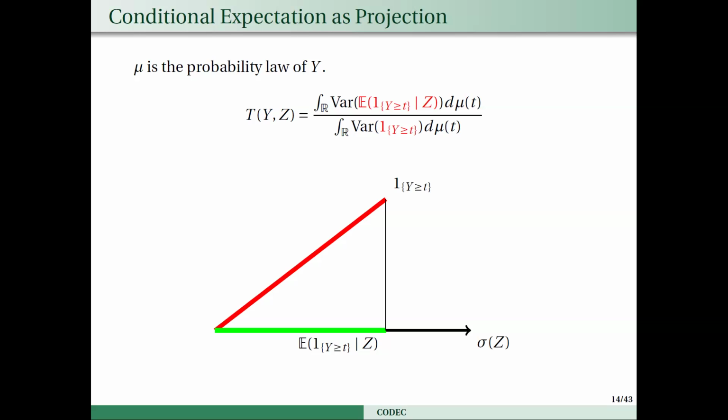I get the 1. At the other extreme, where y is fully independent of z, this red vector is completely perpendicular. The conditional expectation removes all of its length. I will end up having a 0 in the numerator. So in the independence case, I will get a 0.